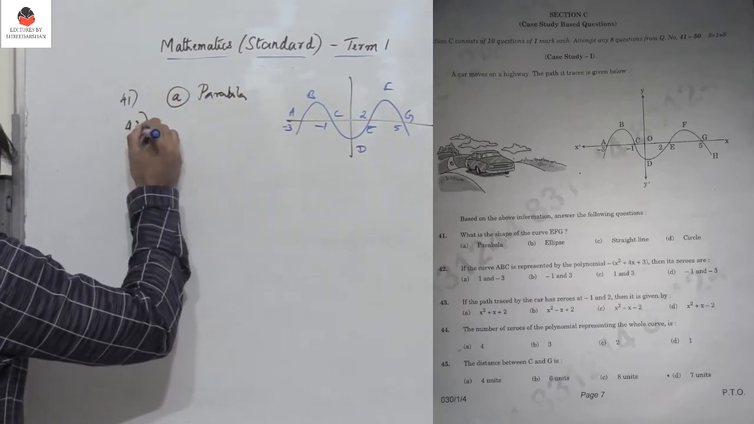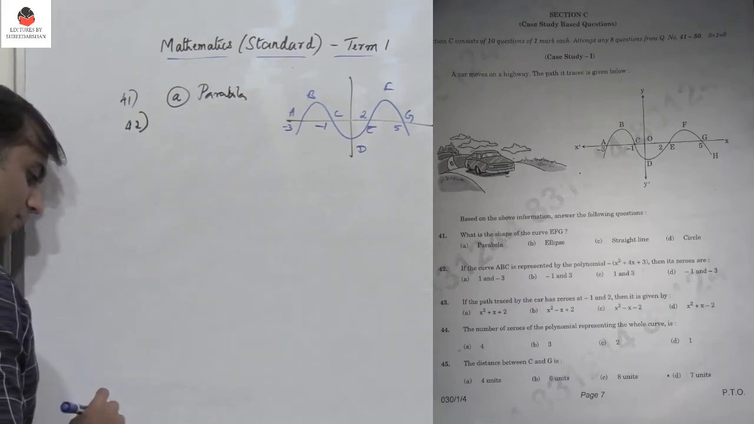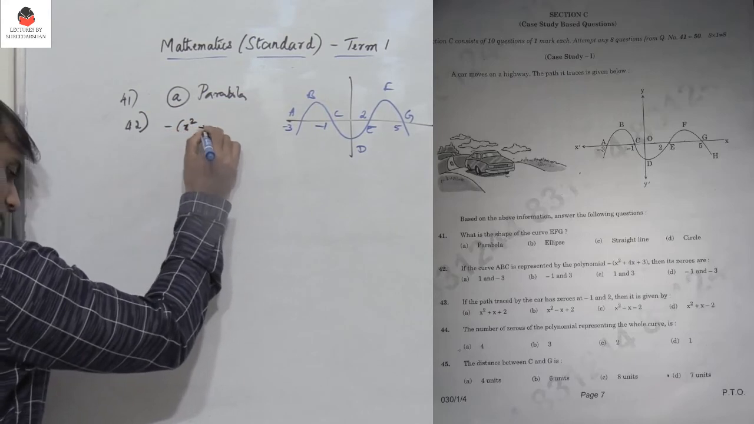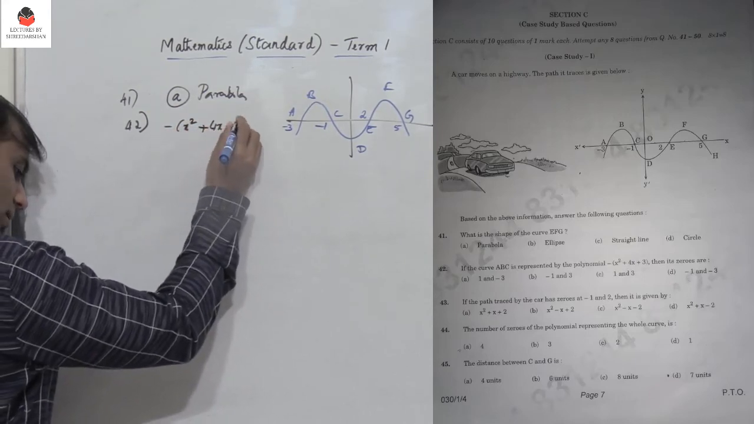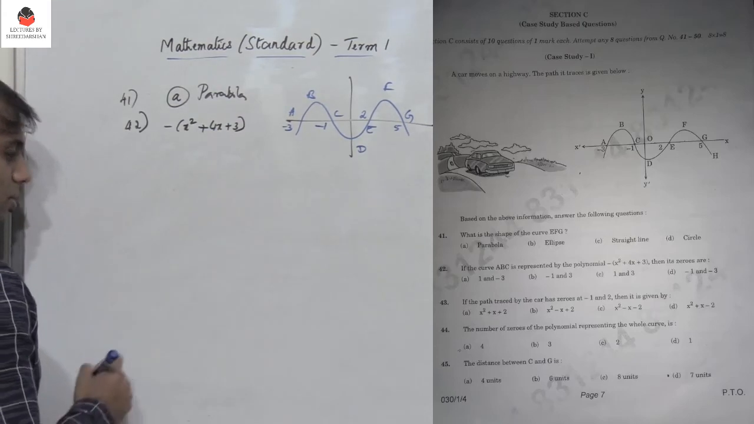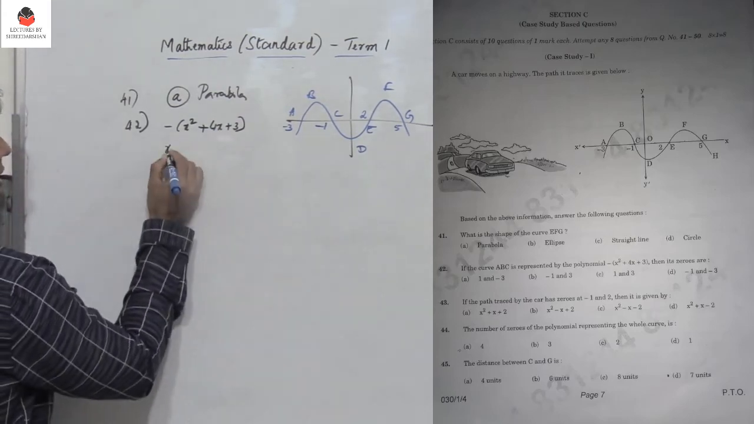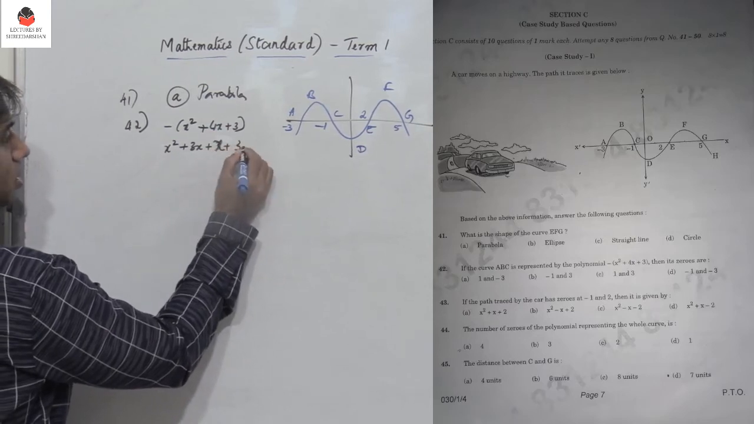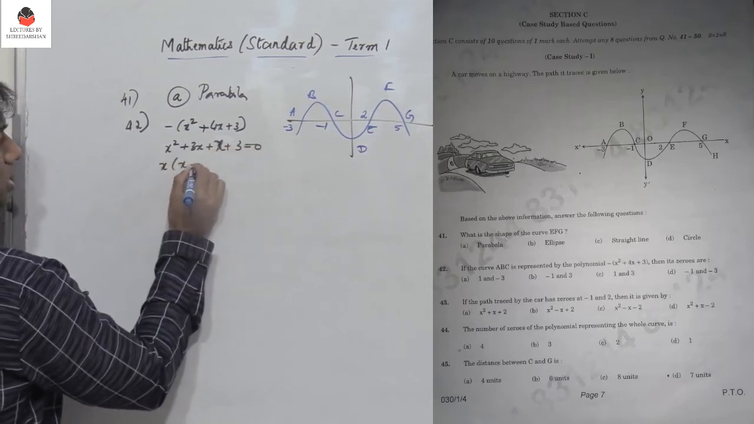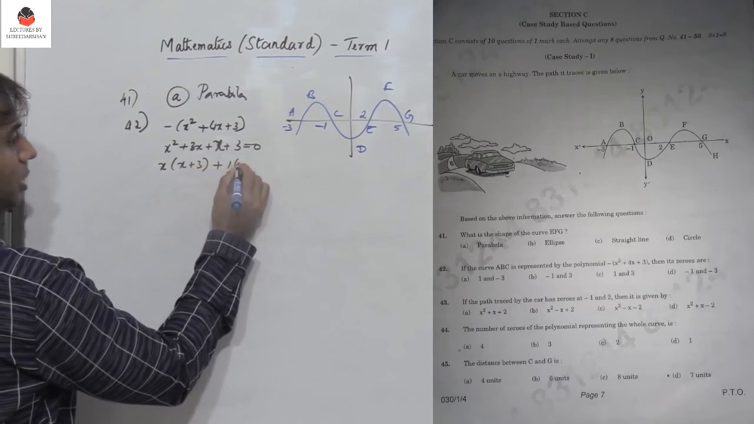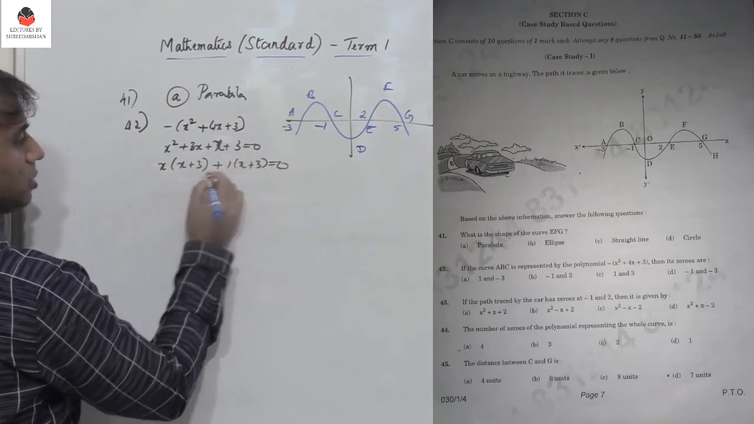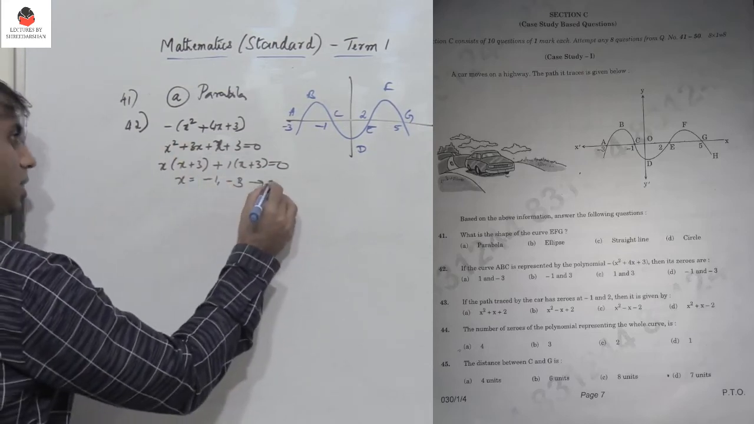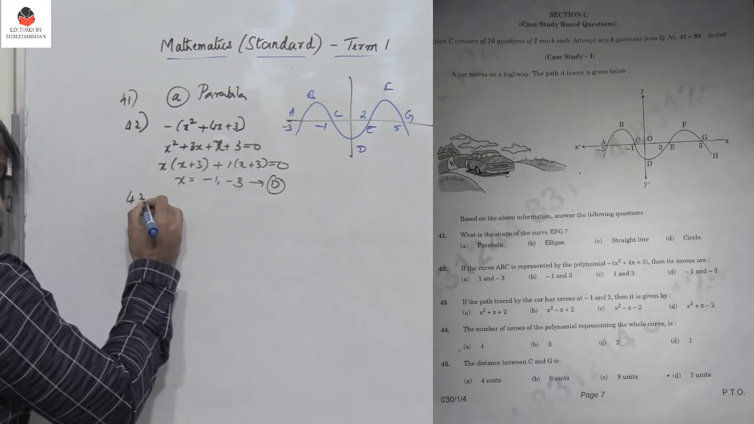42. ABC is represented by minus x square plus 4x plus 3. Then its zeros are... So definitely you have x square minus 3x minus x minus 3 equals 0. So x into x plus 3 plus 1 into x plus 3 equal to 0. So you get x equal to -1, 3, right? Which is option D. Next, 43.